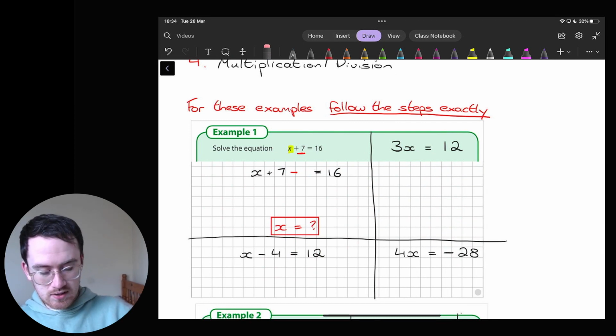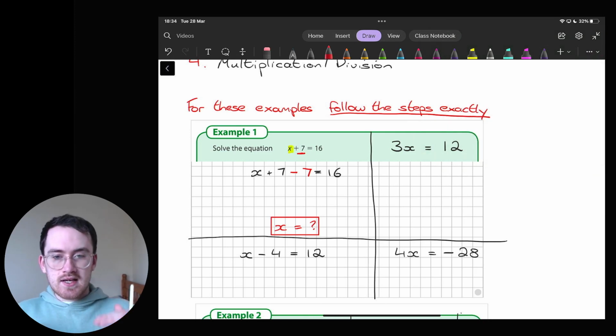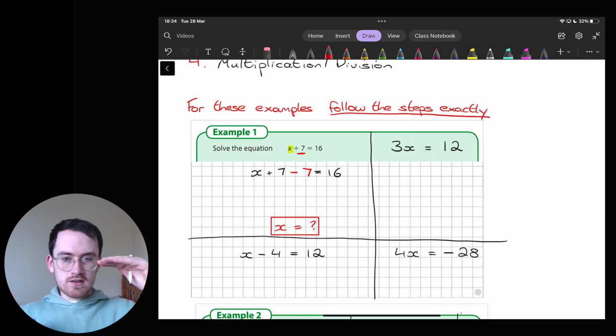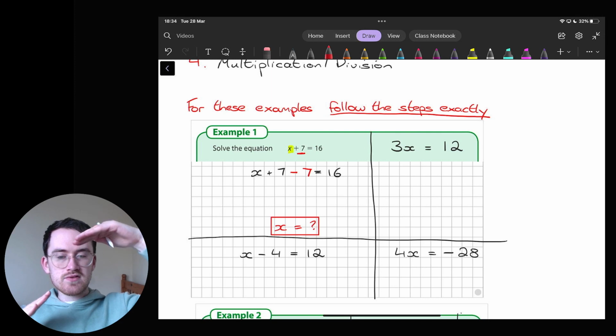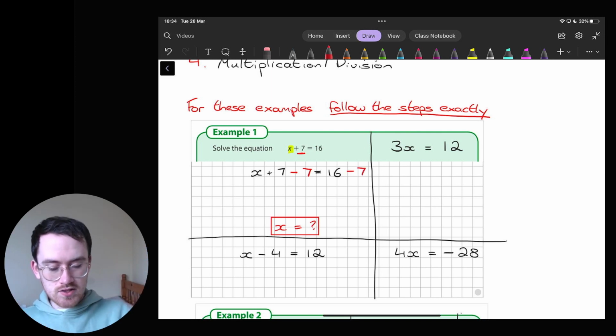Minus 7. But if I do minus 7 from that side, if I take away 7 from this side, suddenly it's not balanced. This side's gone down, this side hasn't moved at all. If it was a seesaw, we've gone like this. So we have to do the same to the other side. We take away 7 from that side also.